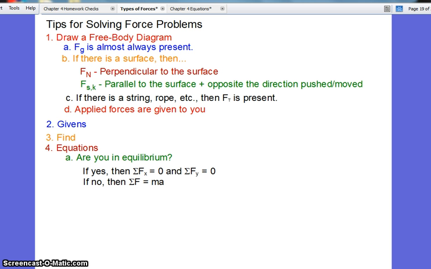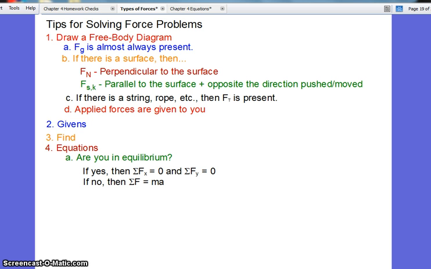Well, first of all, to solve these problems, we want to draw our free body diagram. We discussed earlier what goes into a free body diagram. First, gravitational force is almost always present. We're almost always on the Earth, and that is always directed down. If there is a surface, then we can have a normal force perpendicular to the surface, and either static or kinetic friction, which is parallel to the surface and opposite the direction being moved. It is static if the object is not moving, and is kinetic if the object is sliding on the surface.